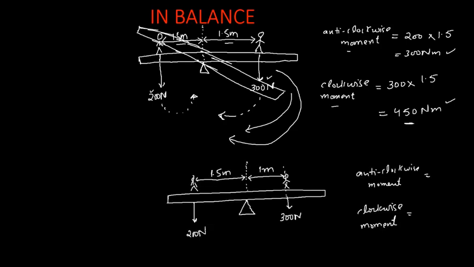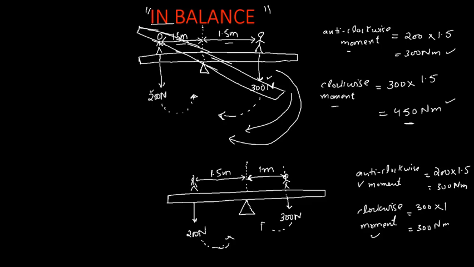Now let's again consider the seesaw. What we did is we have placed the second body at a distance of 1 meter from the pivot point. So this is the clockwise moment, and let's calculate it. It will be 300 times 1, which is 300 Newton meter. This 200 Newton is causing an anti-clockwise moment, and this will be the force 200 times its perpendicular distance 1.5, and we get 300 Newton meter. And as you can see, the anti-clockwise moment is equal to the clockwise moment, so the seesaw will not rotate in any direction, and we say that the seesaw is now in balanced condition.